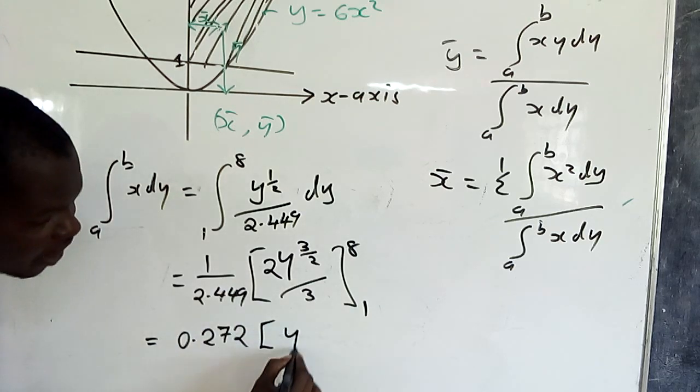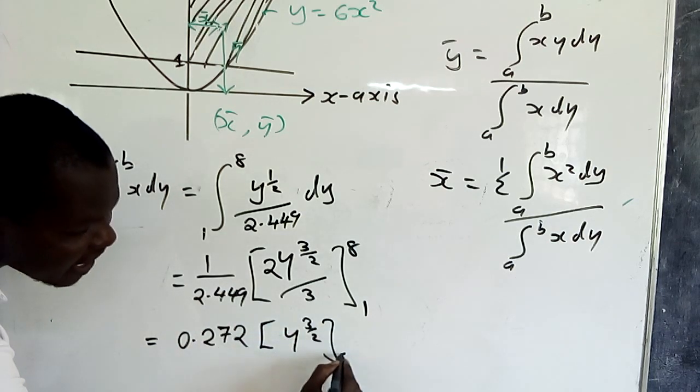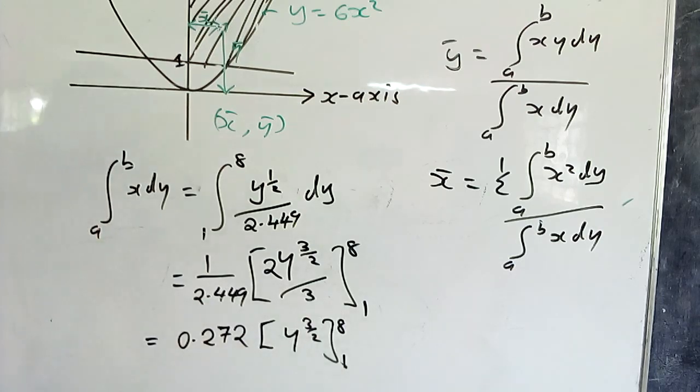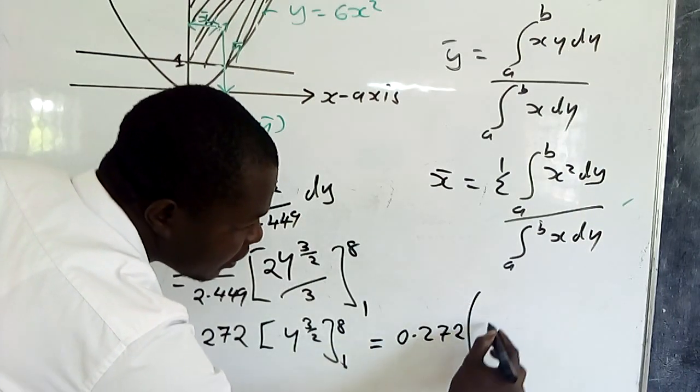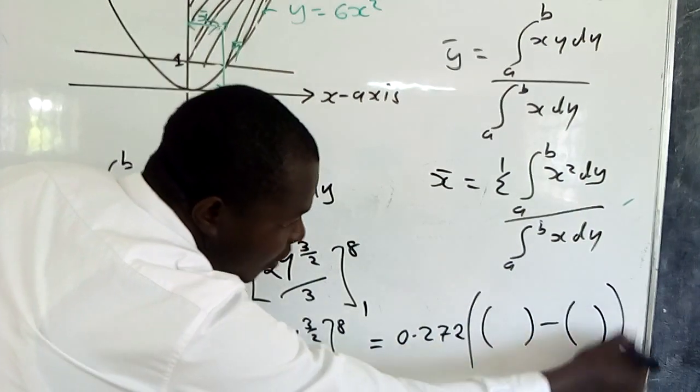Then in bracket we now have y raised to power 3 over 2. We are integrating from 1 to 8. Can you integrate it from 1 to 8 and give me the limits? The upper and the lower. So the upper minus lower, isn't it?